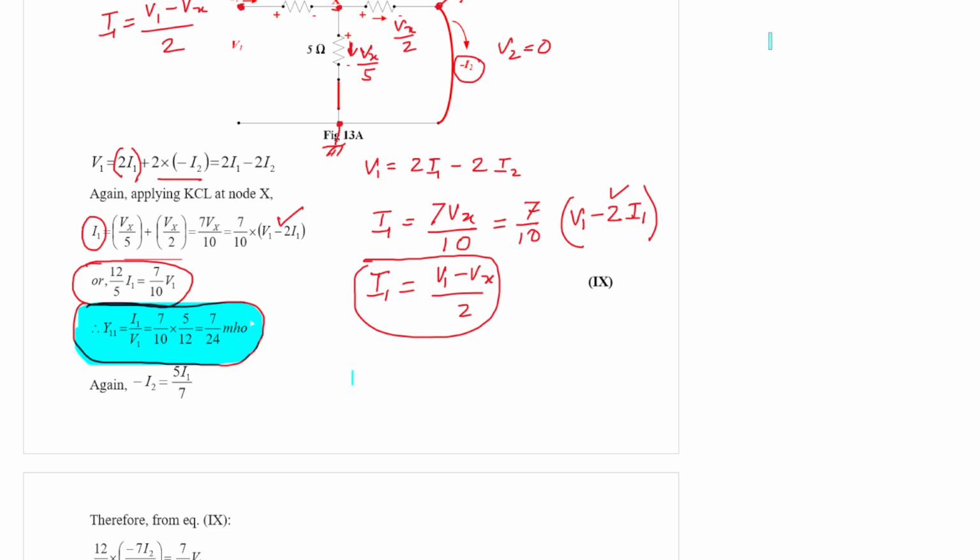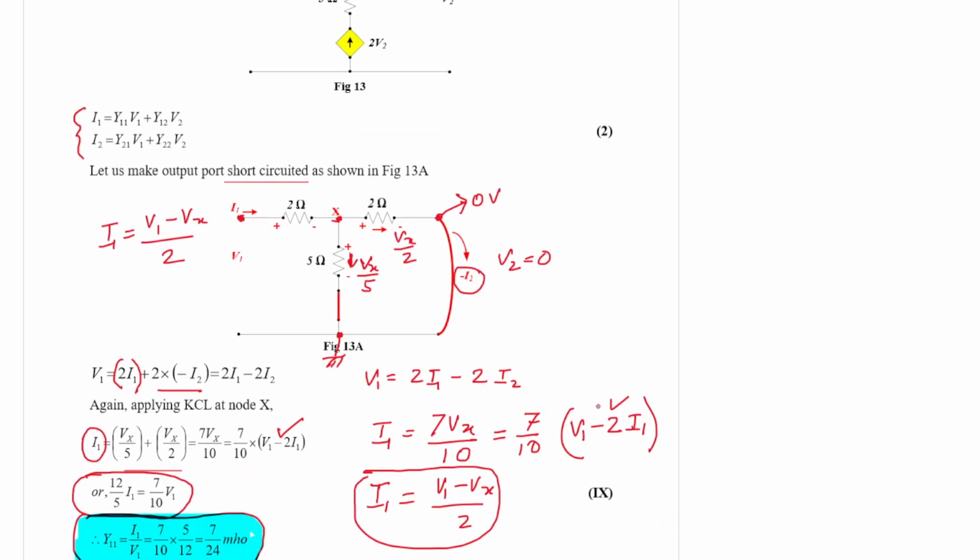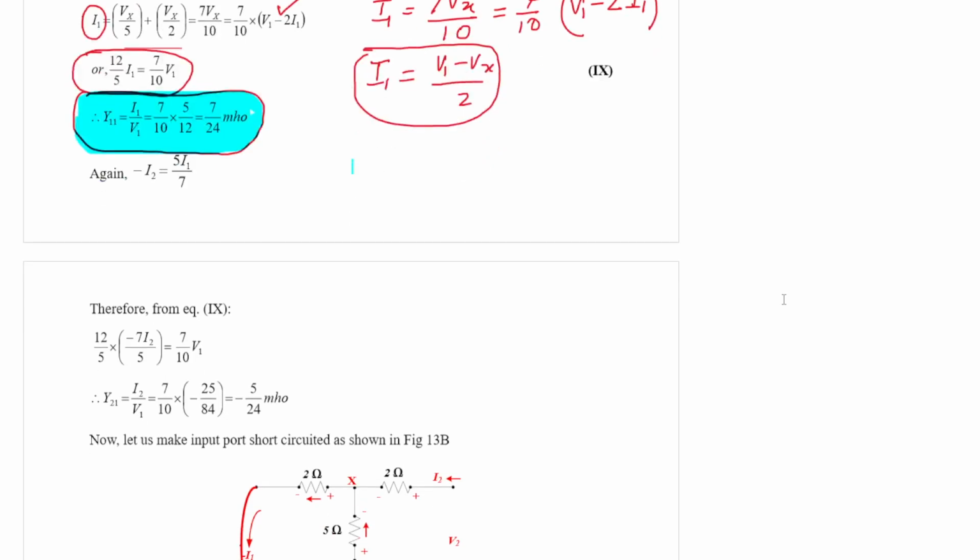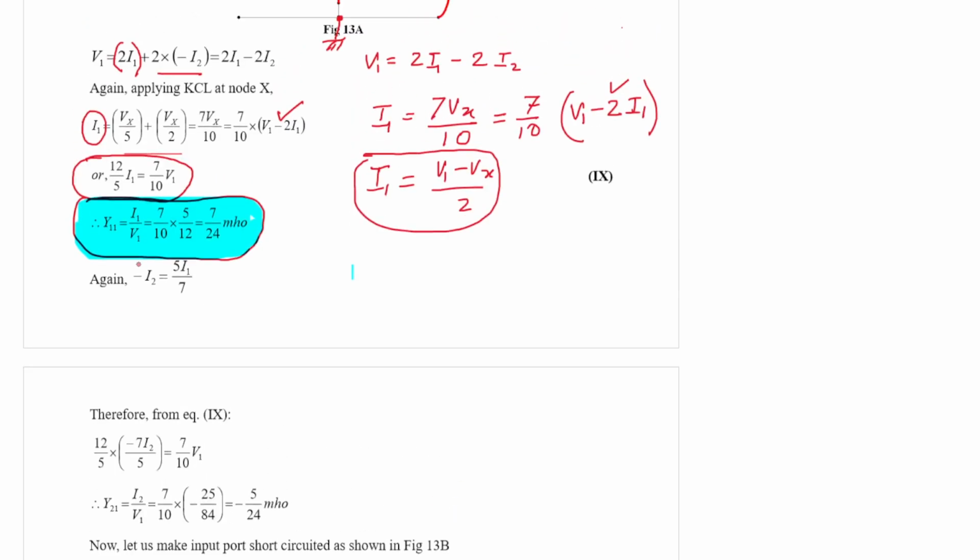Now if you follow the current division rule, you see this is the current minus I2. If you recall, the current division rule is the total current, which is I1, into the resistance of the other branch, 5, divided by the total resistance, that is 5 plus 2, 7. So minus I2 is equal to 5 I1 by 7 from the current division rule.